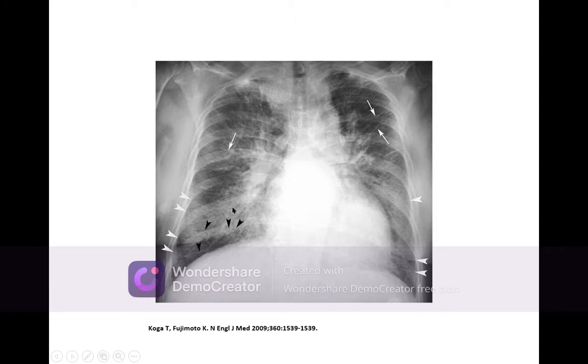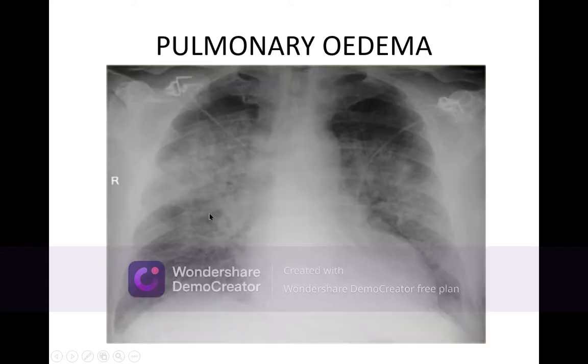So this is diagnostic, that is, Kerley B lines are very diagnostic of the early onset of pulmonary edema. These are the first signs which are appearing. Pulmonary edema, if it goes on without treatment, will take this type of shape, non-homogeneous radio-opacity. On this side also, on this side also. So one can mix it with the non-homogeneous opacity of inflammation.